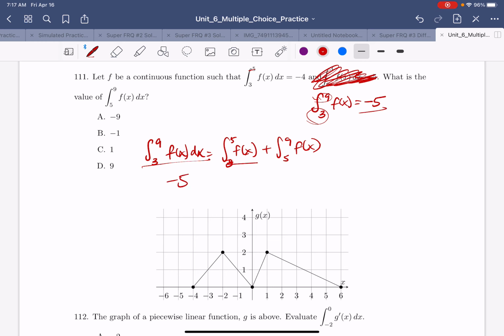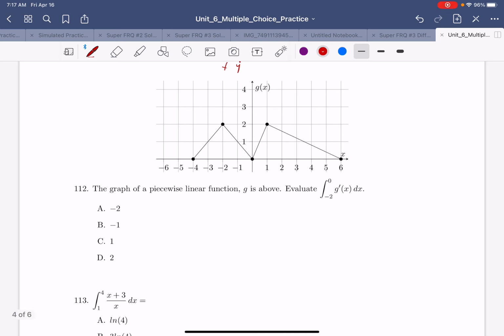Do I know this one? Yeah, 3 to 5 is negative 4. And then this is what we're trying to find. I'll just call it S. No, that looks like a 5. I'll go with Z there. And then I'm going to add 4 to both sides, so I get negative 1. Good. Sorry. All right.